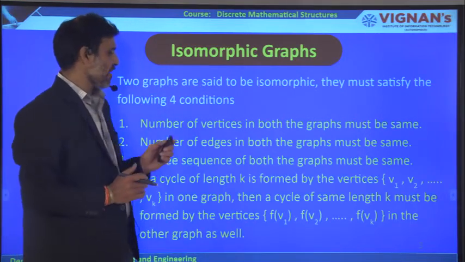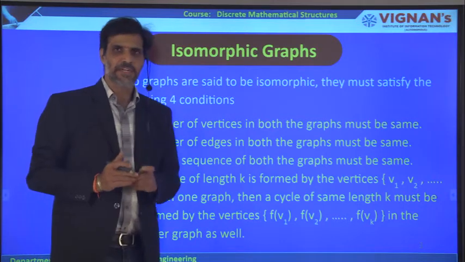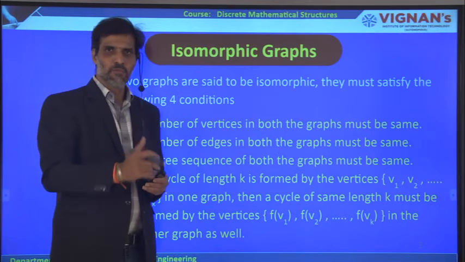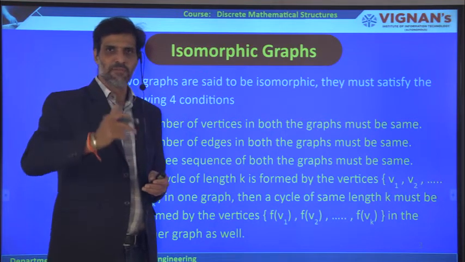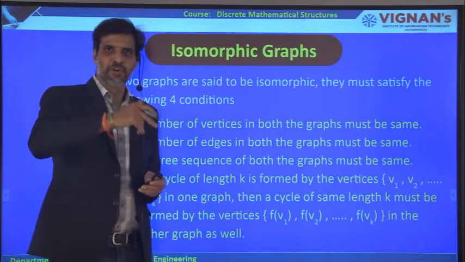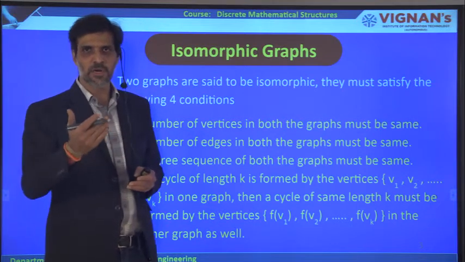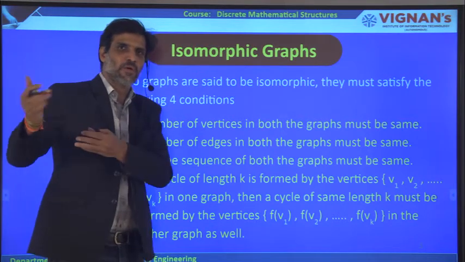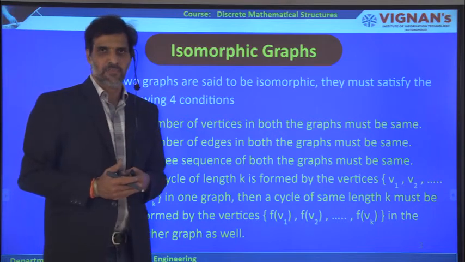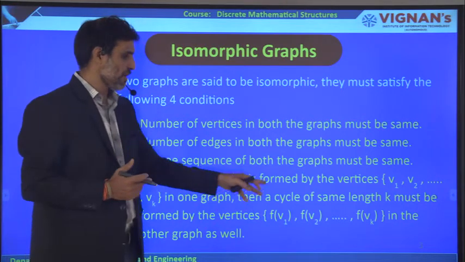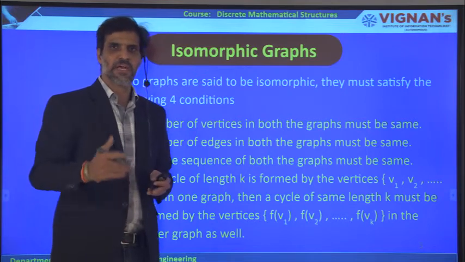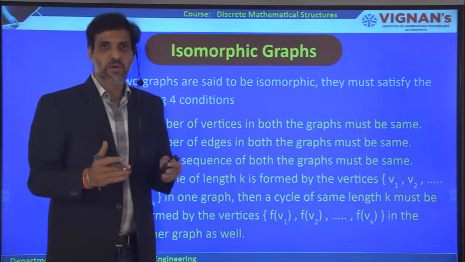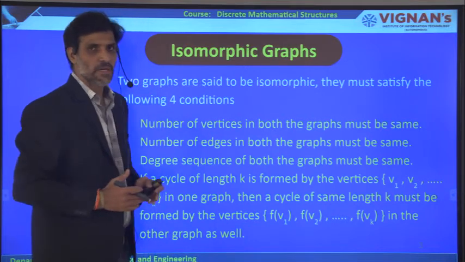And if a cycle of length k is formed by the vertices in one graph, like V1, V2, V3 and so on up to Vk, if the first graph has formed a particular cycle, which we discussed already, what is the meaning of a cycle? In a similar way, whatever order we take in the second graph, like here f of v1, f of v2 and so on, f of vk, or v1 dash, v2 dash and so on, vk dash, must also have the cycle. Then only these graphs are said to be isomorphic.